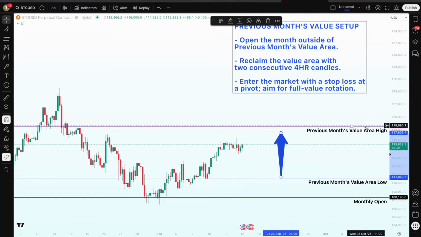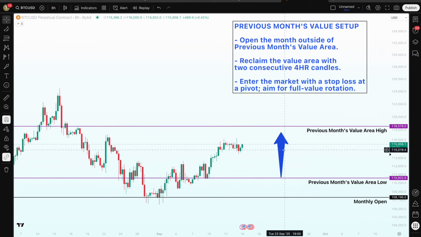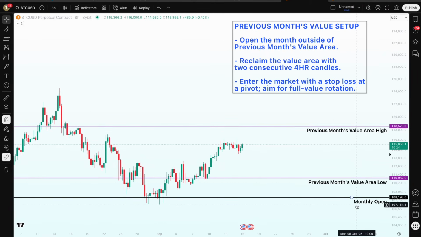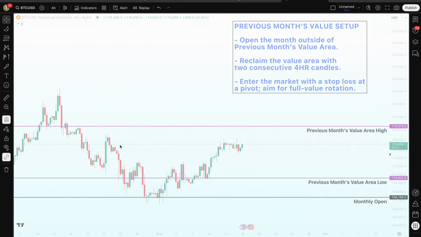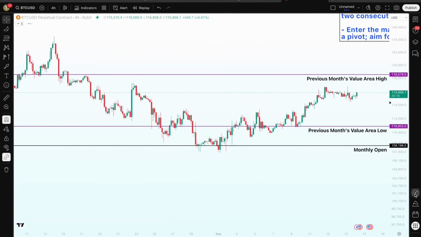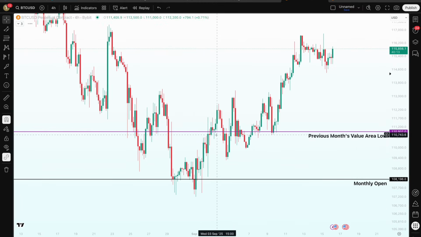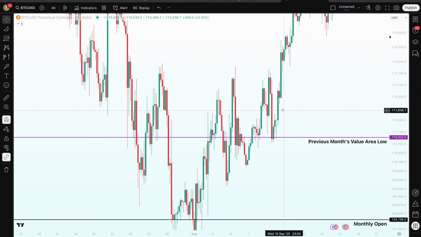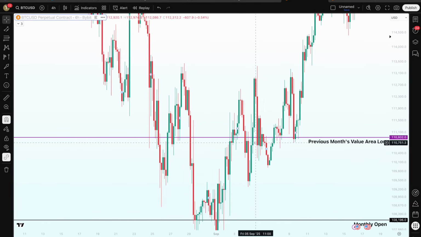I've not invented it, but I've just made it better for crypto, and I've pulled the statistics over the last 5 years. Now, I hope you understand the setup because it's pretty simple, right? You just need to have these levels on your chart: the previous month's value area high and previous month's value area low. If the monthly open is below these levels, what you're looking for is 2 consecutive 4-hour candles inside this value area.